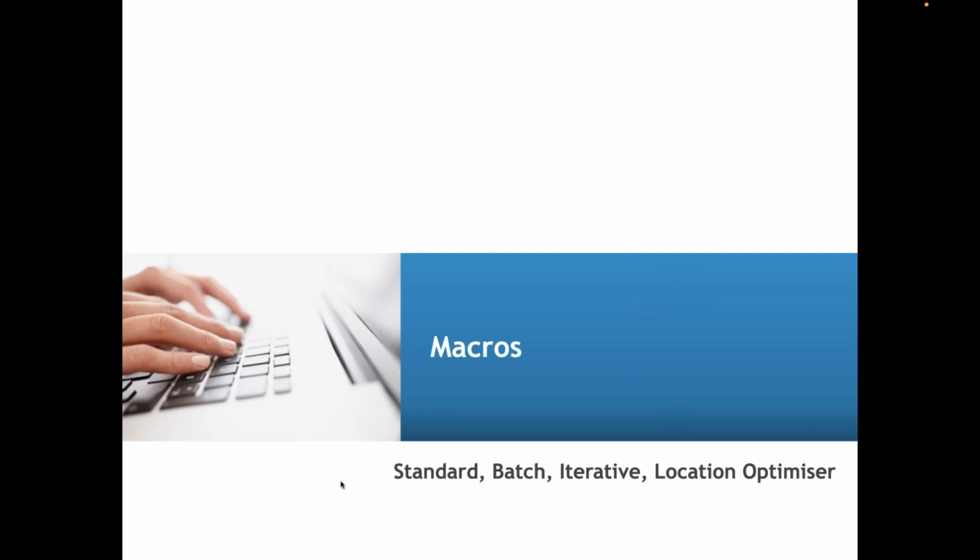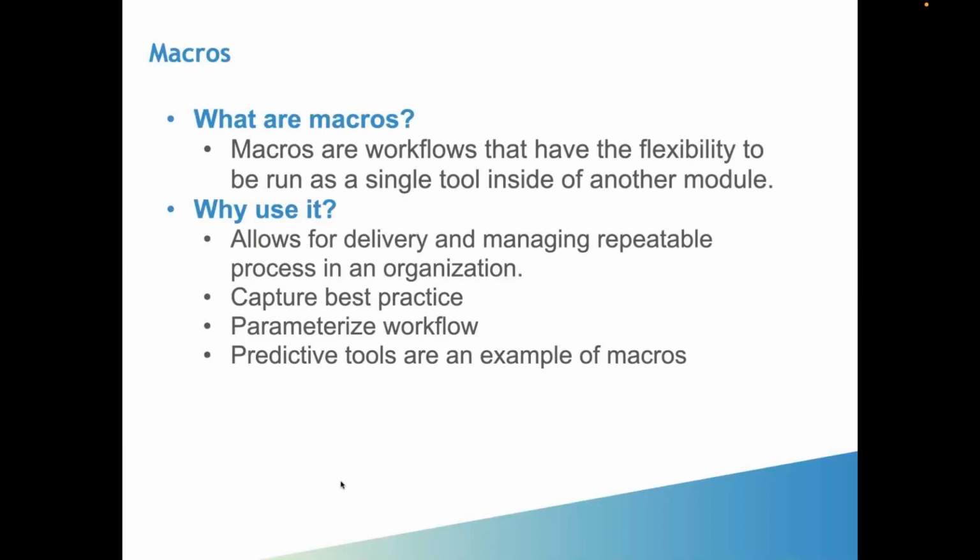So why do we use macros? These are nothing but processes which help us to automate some kind of task. In Alteryx we have four different types of macros: one is standard macro, a batch macro, iterative macro, location optimizer macro, and all. These are different types of macros which are available under your Alteryx. Macros are workflows that have the flexibility to be run as a single tool inside another module. You can use a macro inside a tool or run it separately.